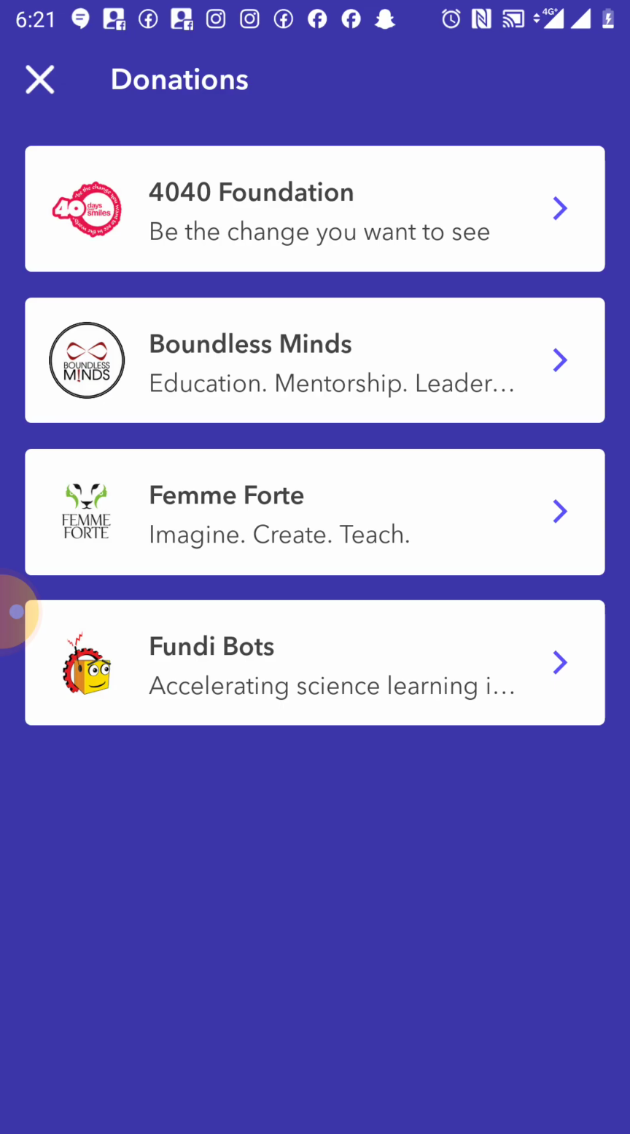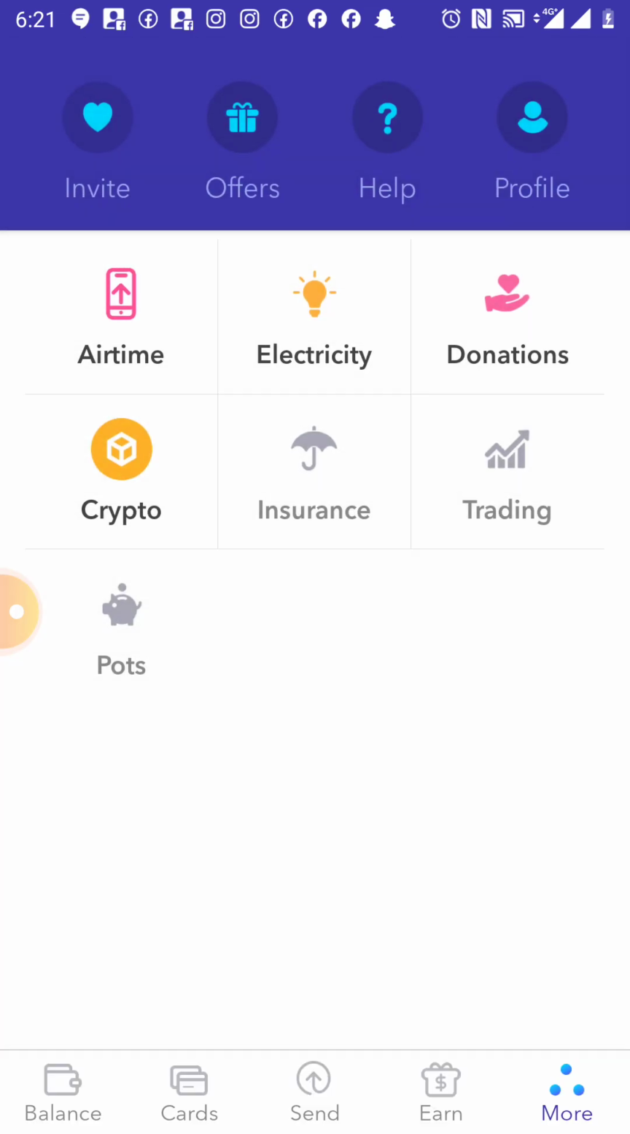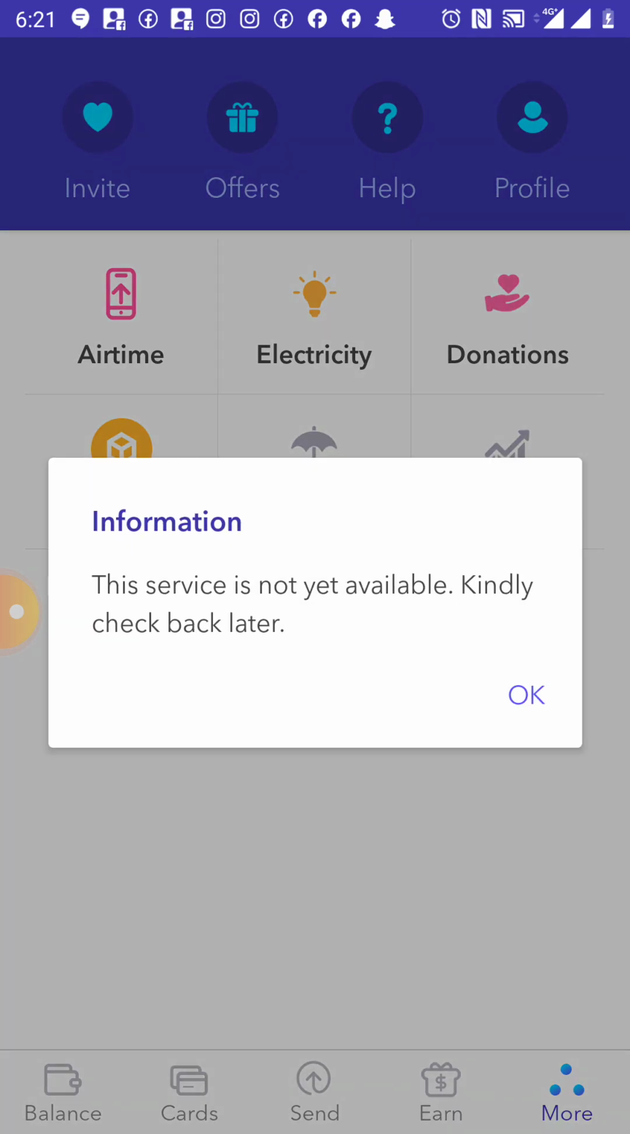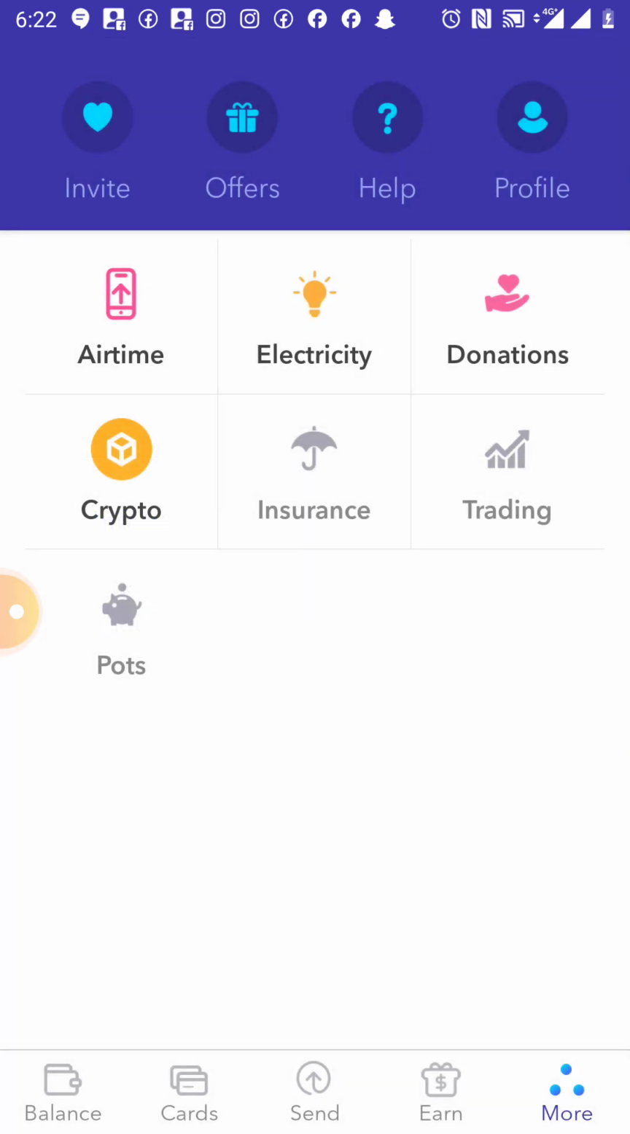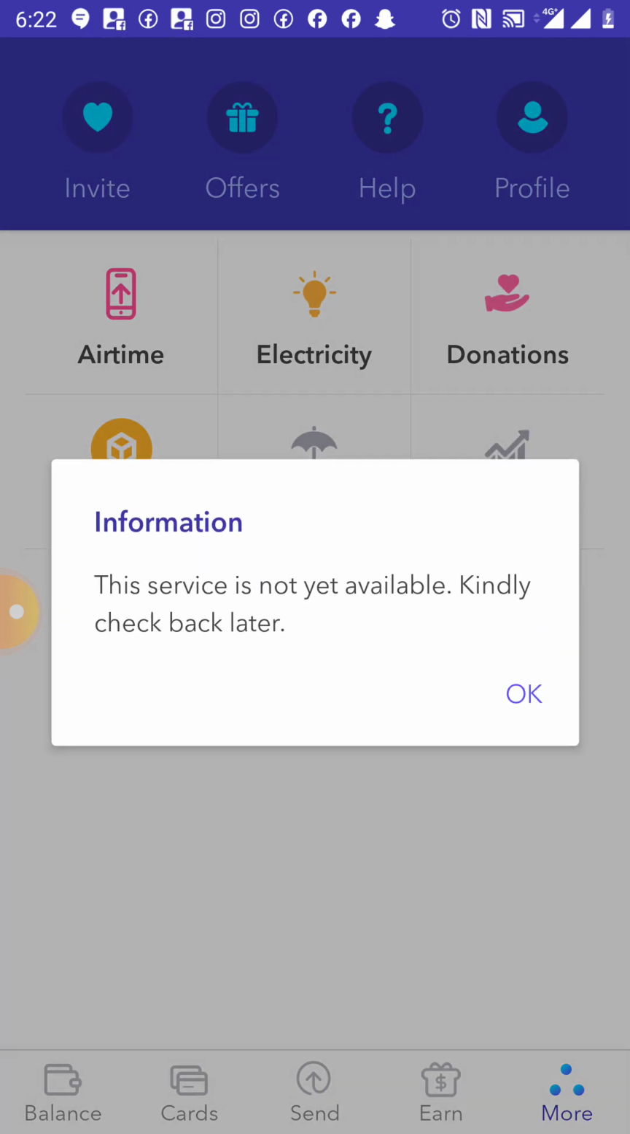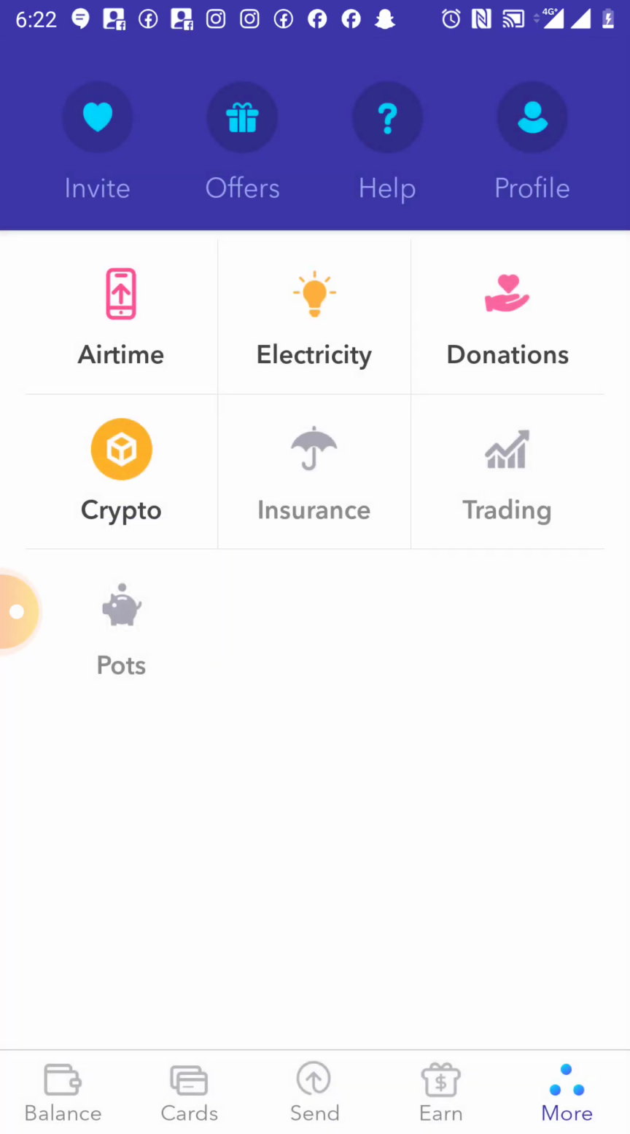So I was asking myself, is it integratable into websites besides using it for paying? Trading, insurance, crypto, deposit? Okay, this service is not yet available. Kindly check back later. Insurance is not yet active. Trading, I don't know whether it is because I'm new that it is not yet active. But donations, electricity, and airtime are active.